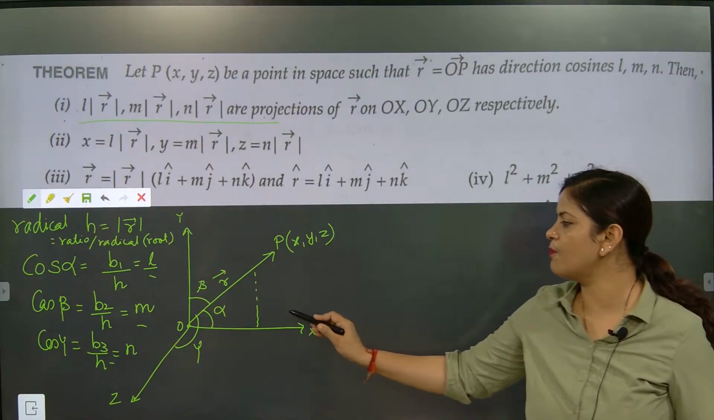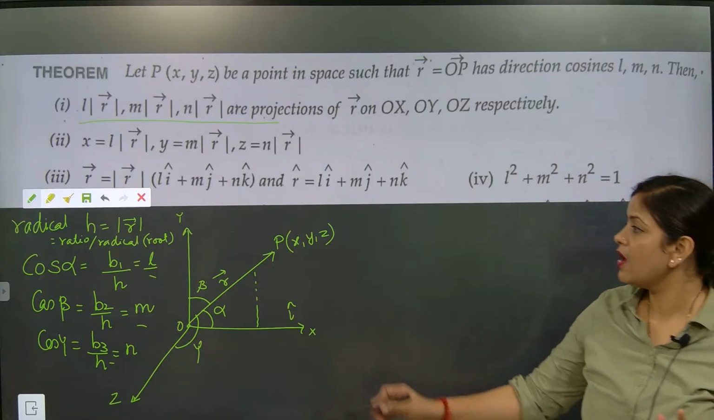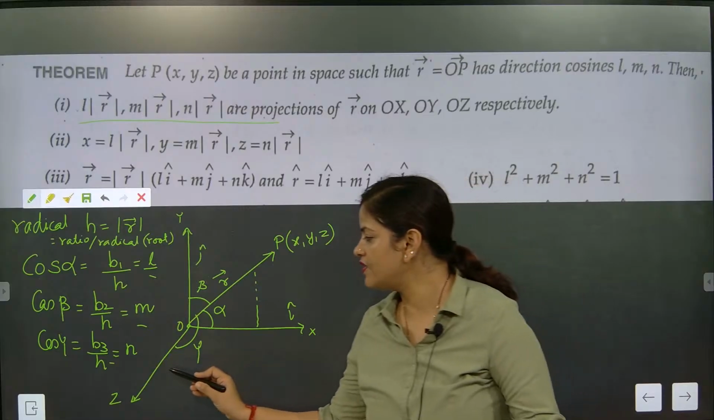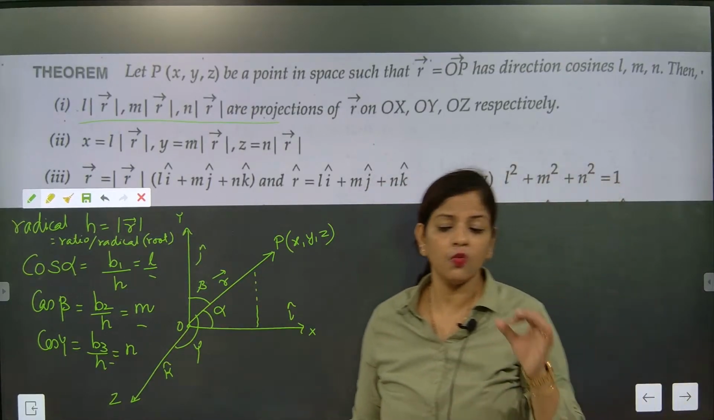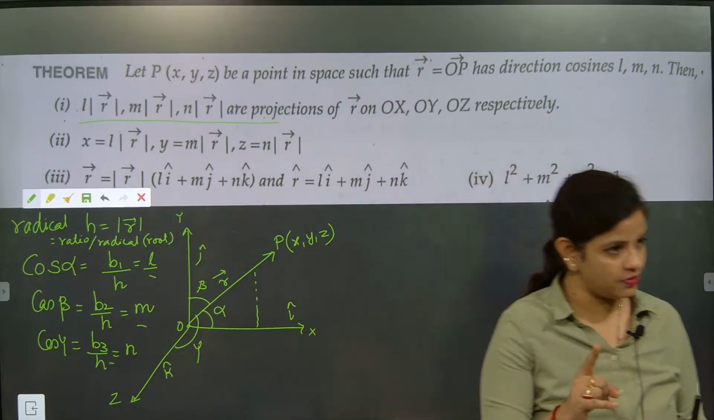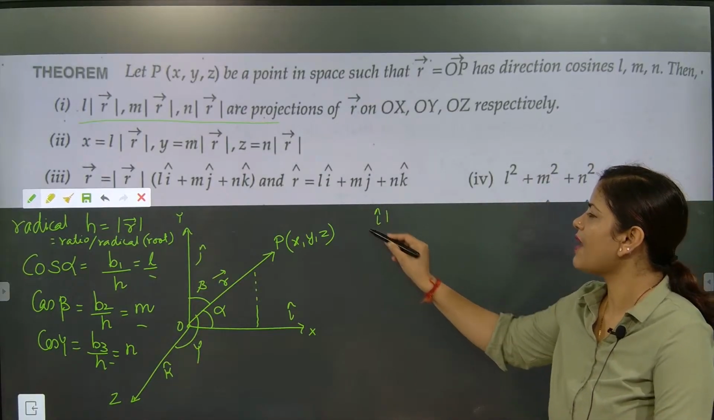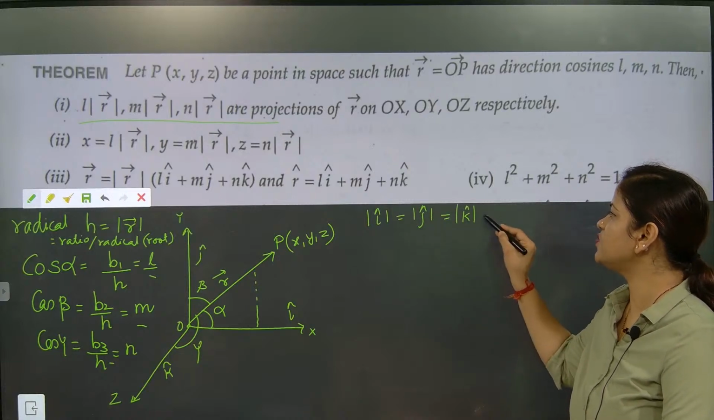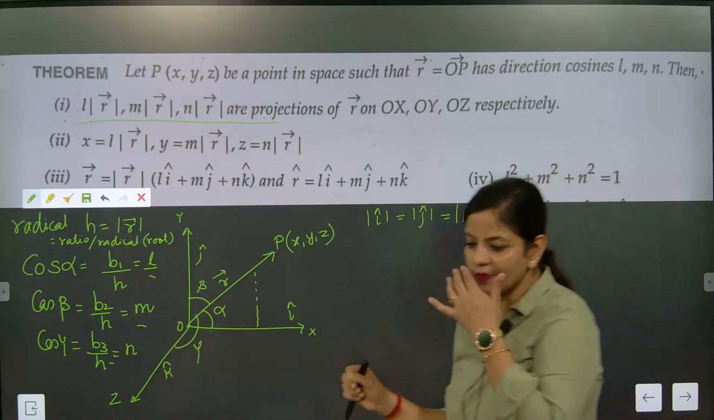Along the X-axis, which unit vector are we using? I cap. Along the Y-axis, J cap. Along the Z-axis, K cap we are using. So these are what, beta? Unit vectors. What is the magnitude of a unit vector? The magnitude of a unit vector is 1. I cap magnitude is 1. The magnitude of unit vectors I, J, K along the x axis, y axis, z axis is always 1.